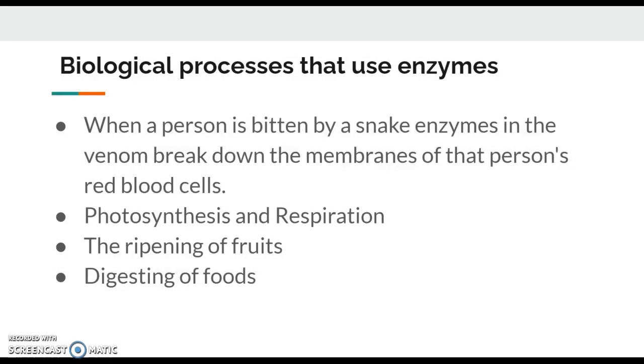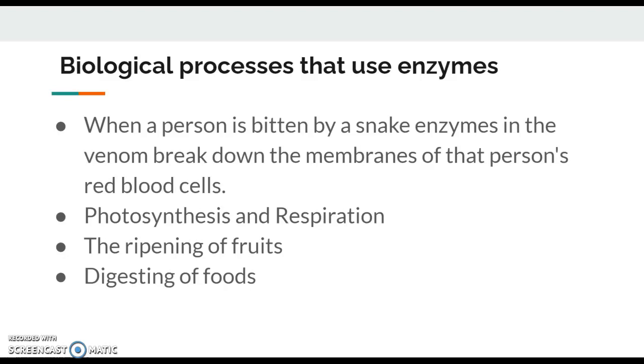Processes that use enzymes are, for example, when a person's bitten by a snake, the enzymes in the venom break down the membranes of that person's red blood cells to give that bruised appearance. I should have Googled it, guys. It's a really gross picture. Or if you've ever been bitten by a snake, you might know what that looks like.